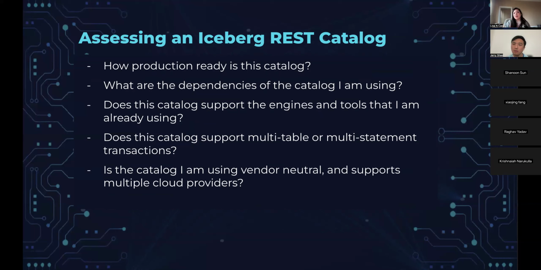And so when you're choosing a catalog, you might be interested in some very specific questions, including, how production ready is the catalog? Are there people using it in production currently? What are the dependencies of the catalog you're using? Are they dependencies that you can live with? As well, does this catalog support the different engines and tools that you're already using? There's a really big trend right now of making catalogs with a lot of interoperability support within the open ecosystem. And then, can the catalog support the type of queries and transactions that you want it to? And is it vendor neutral?